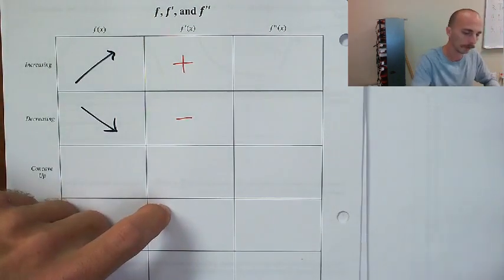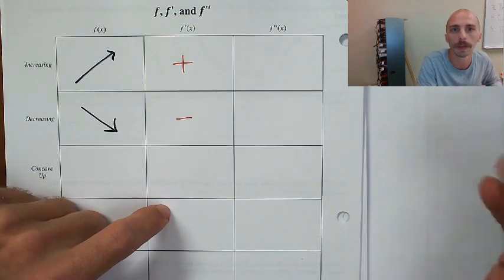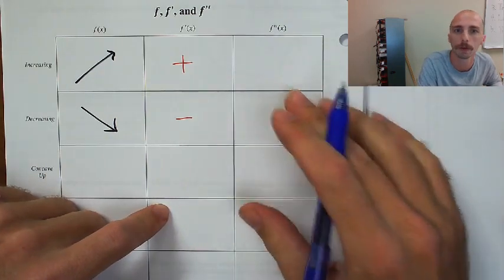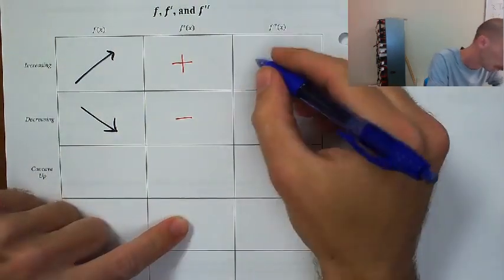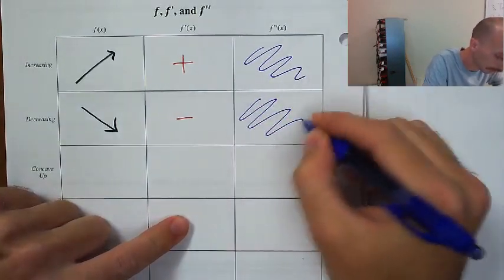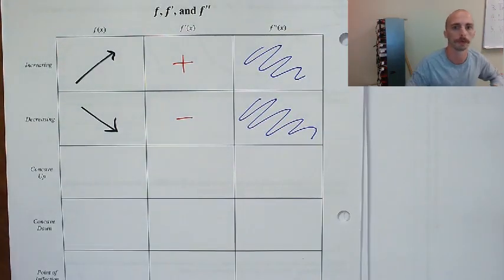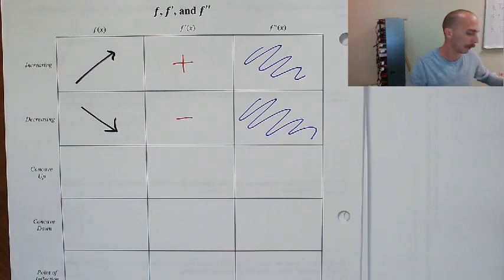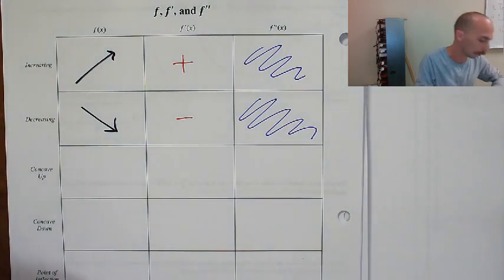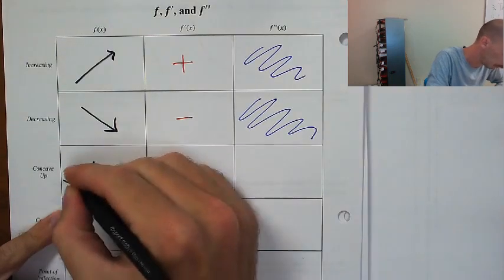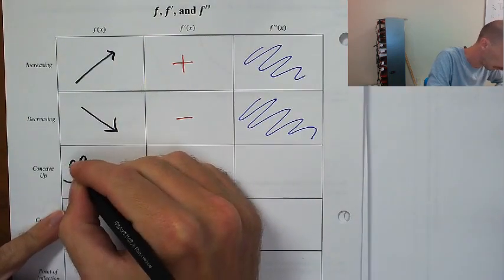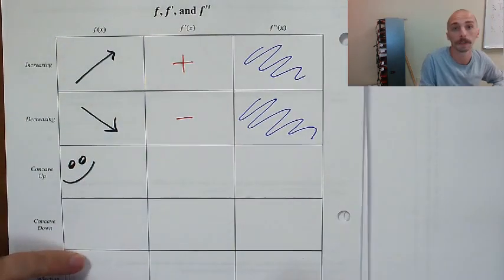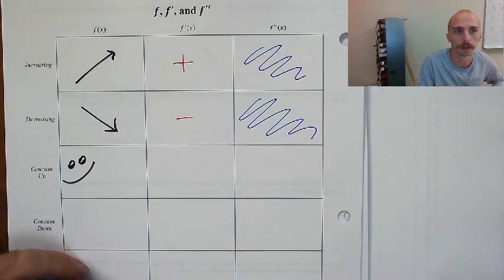Now I don't really have much to say. We know that f double prime doesn't really impact the increasing or decreasing nature of the function, so I'm just going to say these are not impacting. I'm just going to scratch through those. Okay, concave up. If we're looking at the original function and we're saying its derivative is increasing, well, it's going to be smiling, and so suppose we put little eyes on it to indicate that it's happy, it's concave up.